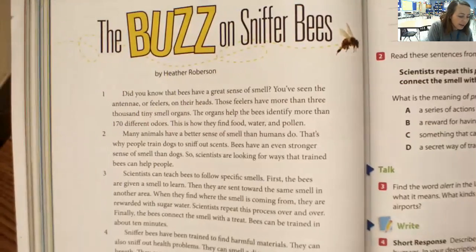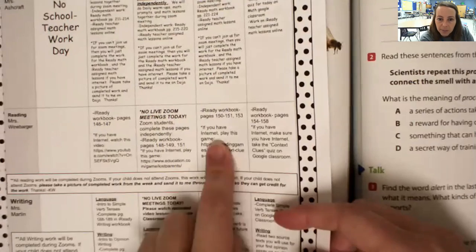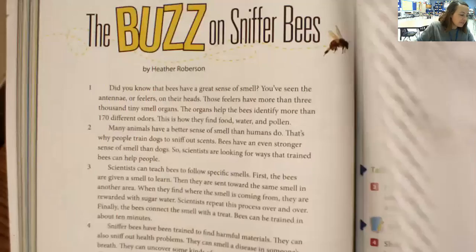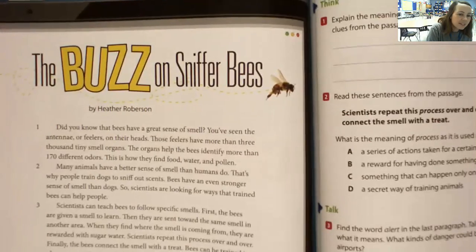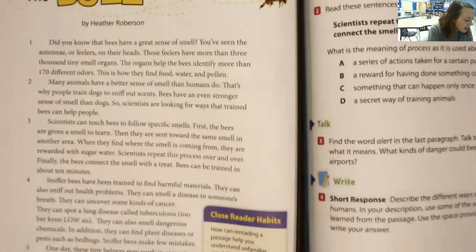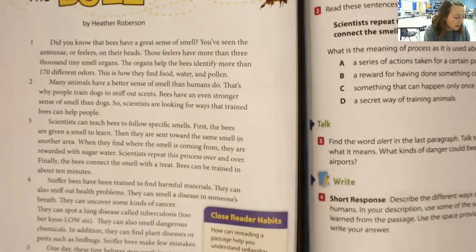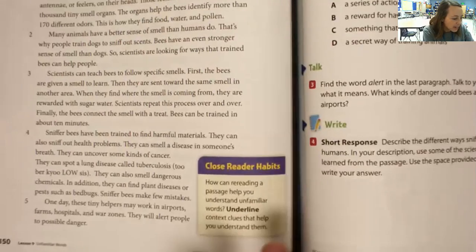All right, the next day on Thursday, January 7th, your assignment is going to be to read pages 150 to 151 and then 153. So you're going to be reading this text, The Buzz on Sniffer Bees. And again, I want you to circle any unfamiliar words that you do not know and underline the context clues that help you to understand them.